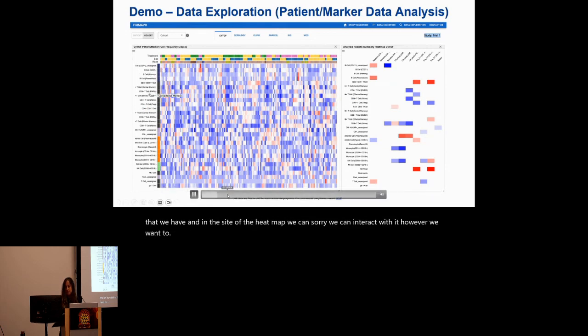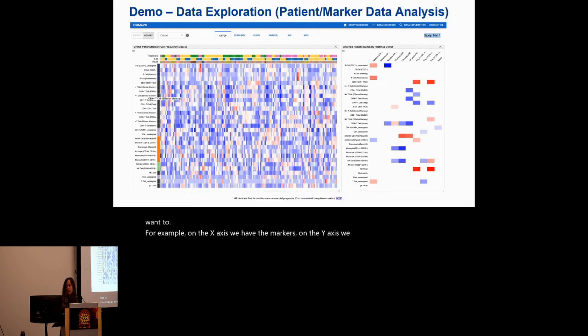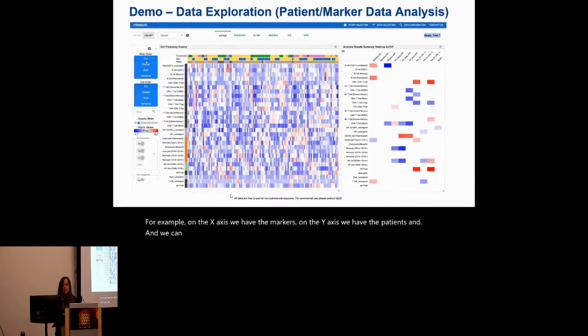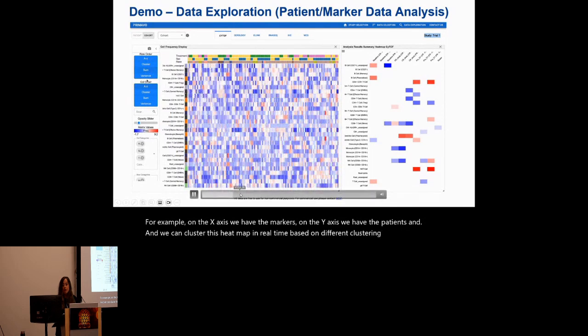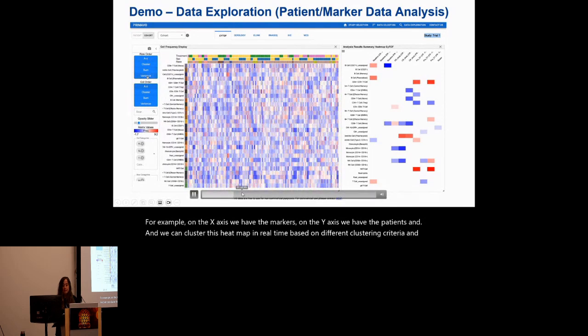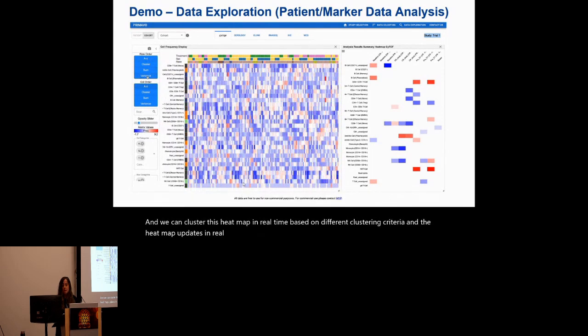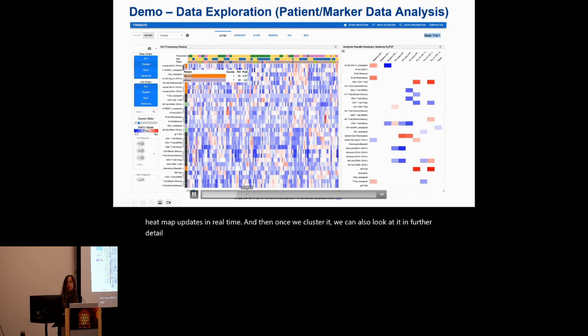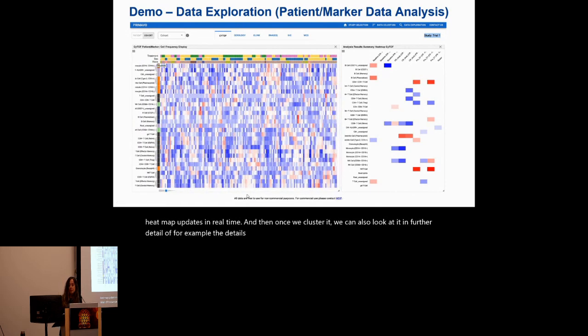For example, on the x-axis, we have the markers. On the y-axis, we have the patients. And we can cluster this heat map in real time based on different clustering criteria, and the heat map updates in real time. And then once we cluster it, we can also look at it in further detail, for example, the details of the markers that we have.